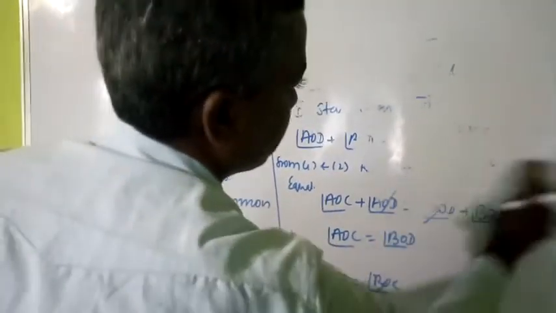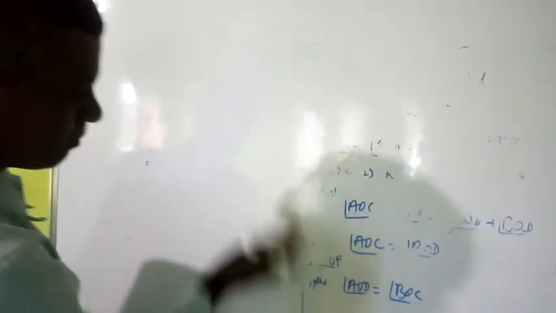So the sum is like this. In a figure, PQ and RS are two lines that intersect at O. If angle POR and angle ROQ.